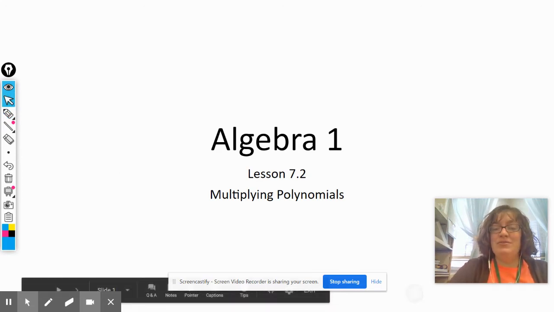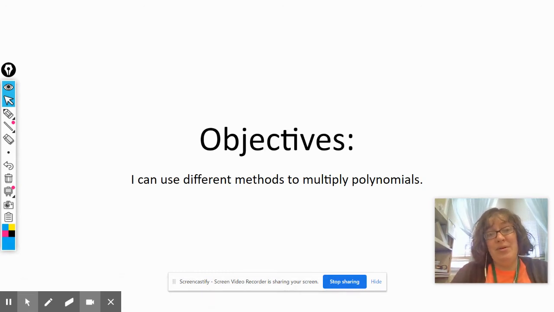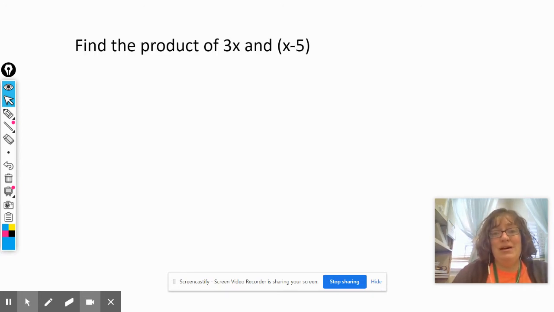Our objectives for today are to be able to use different methods. So I'm going to share several different methods with you, and you choose the one that you think works best for you, or practice all of them because in different situations, different methods are most helpful.